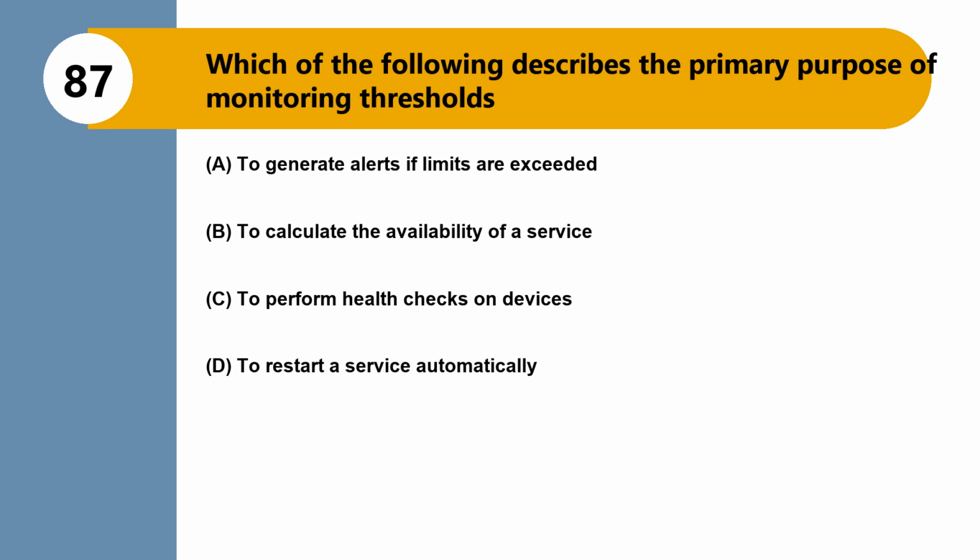Question 87. Which of the following describes the primary purpose of monitoring thresholds? Option A.